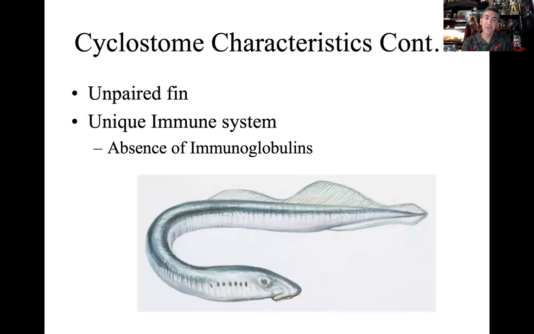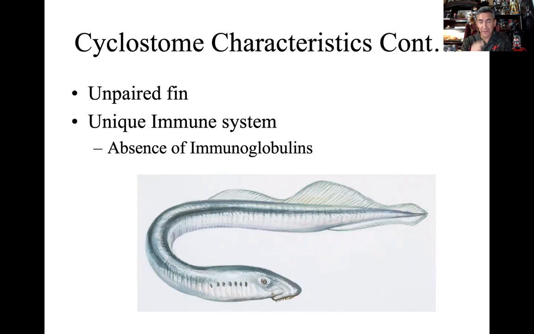Cyclostome characteristics continued. So usually when we talk about vertebrates, we talk about paired appendages, right? If I have a left arm, I have a right arm. If I have a left ear, I have a right ear. So we have what we call bilateral symmetry. We do see that a little bit. We have gills on one side, we have gills on the other. One eye on one side, one eye on the other. But as far as the fins go, we do start to see this unpaired anatomy of fins.